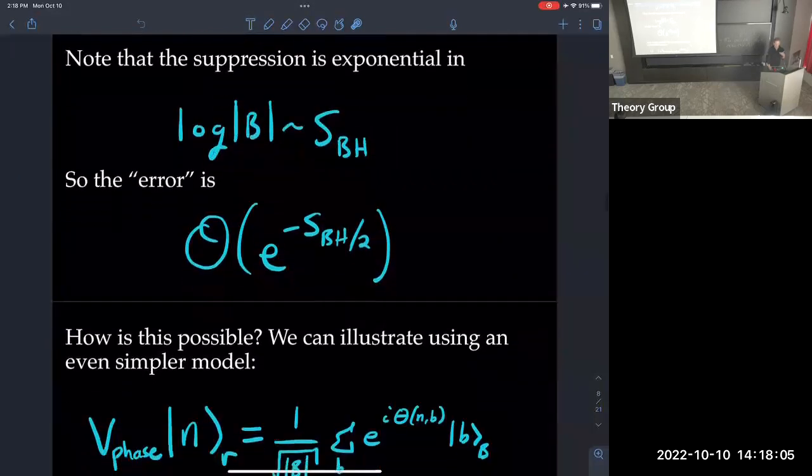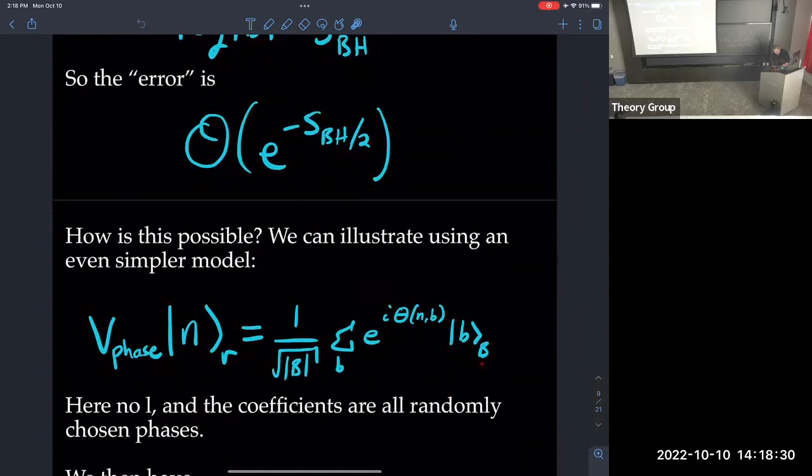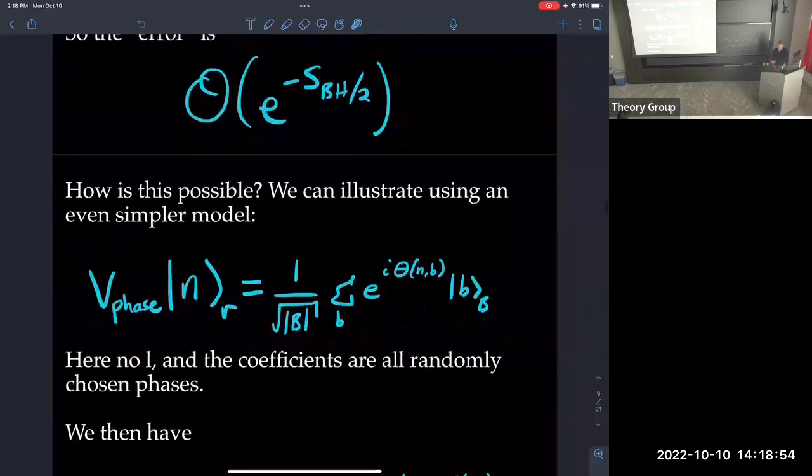To give intuition for that, I want to illustrate it using an even simpler model that we'll call the phase model. Let's simplify things by forgetting about little L. We'll just have little R, with some number of states that we'll index by n. Then this V phase will be a linear map defined by this equality. There's going to be a capital B as always, with an index little b. This map gives us a superposition over all the states in capital B with coefficients that are just random phases. This theta depends on little n and little b, and it's random as a function of those.